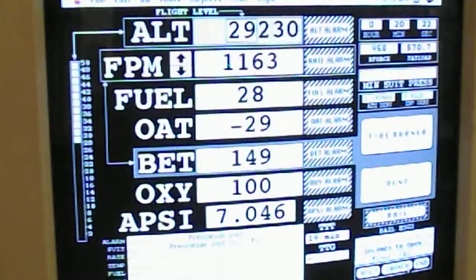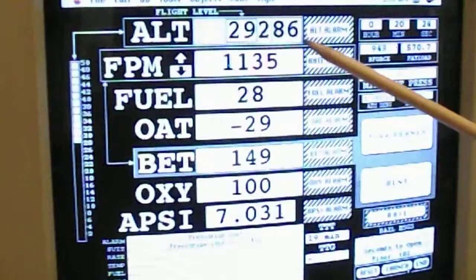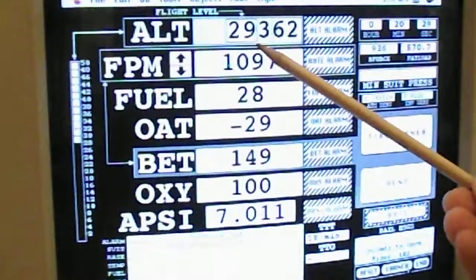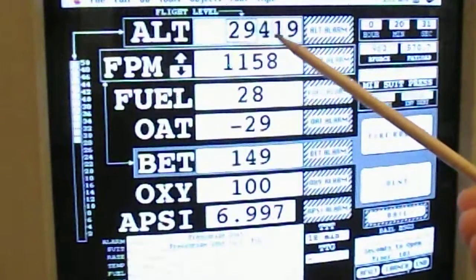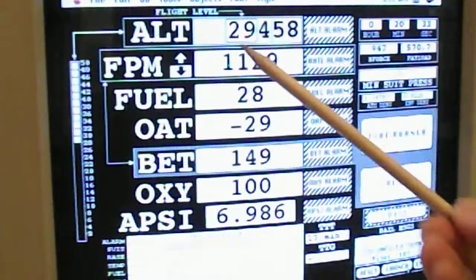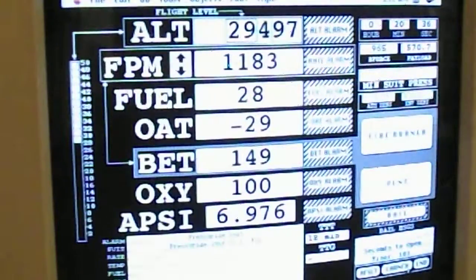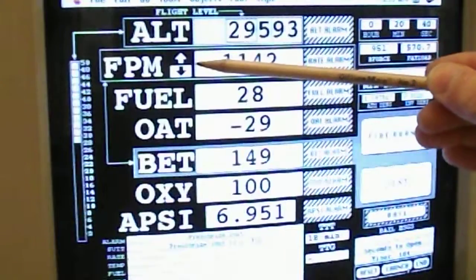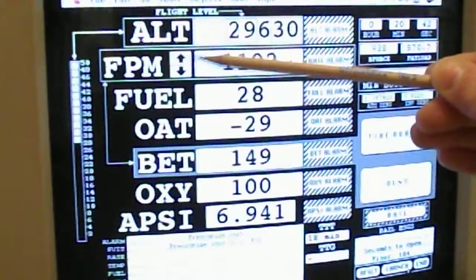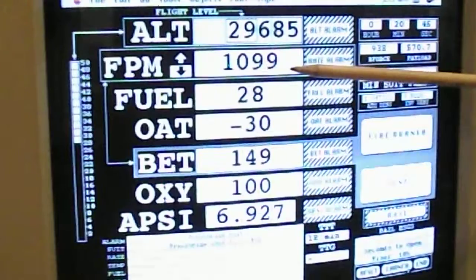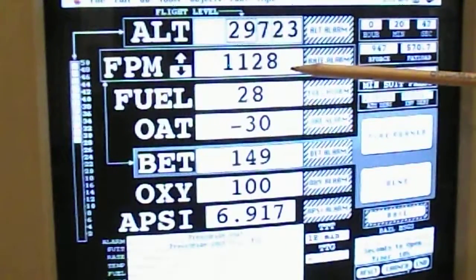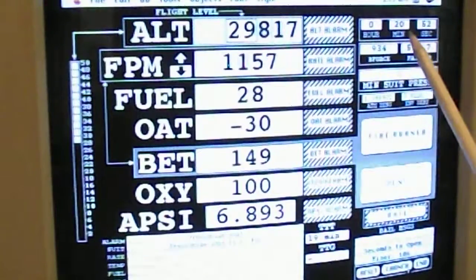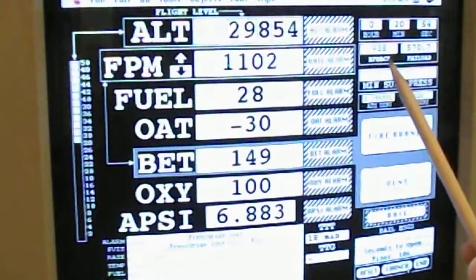Starting from the top, we have altitude, and right now the altitude is flight level 293. That means 29,300 feet. Now it's 29,458 feet. That number is increasing because the feet per minute ascent rate indicator, what's called the variometer, is telling us that we're ascending at a rate of 1,100 feet per minute, roughly. There's a timer going up here, hours, minutes, and seconds.